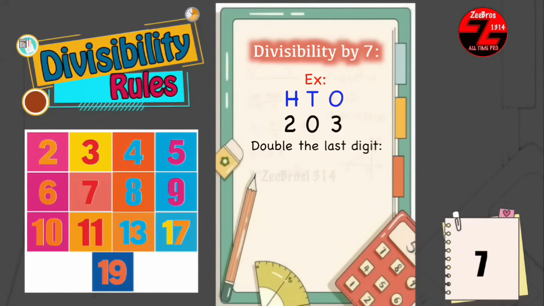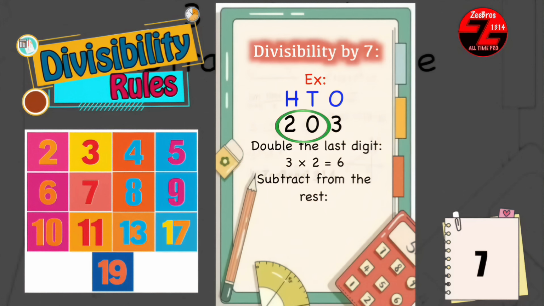First, we have to double the last digit. The last digit is 3 and if we double 3, it makes 6. Second, we have to subtract it from the remaining number. The remaining number is 20. When we subtract 6 from 20, it makes 14. We can see 14 is divisible by 7. So, 203 is also divisible by 7.